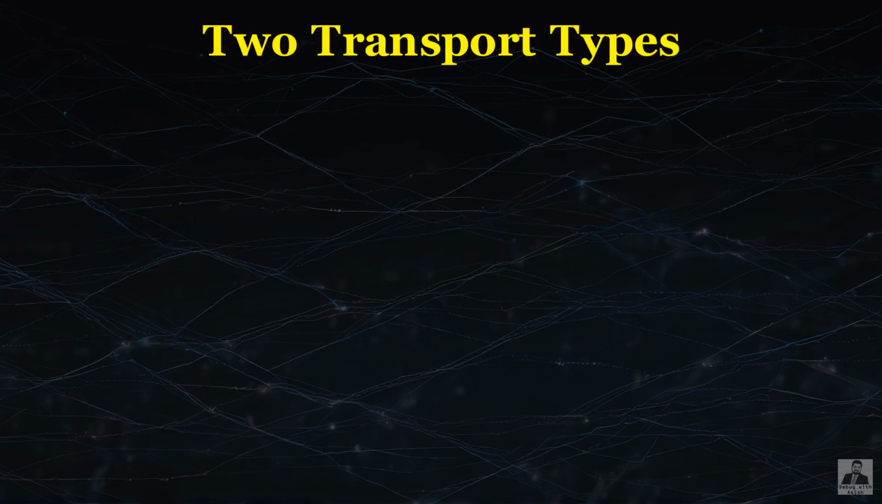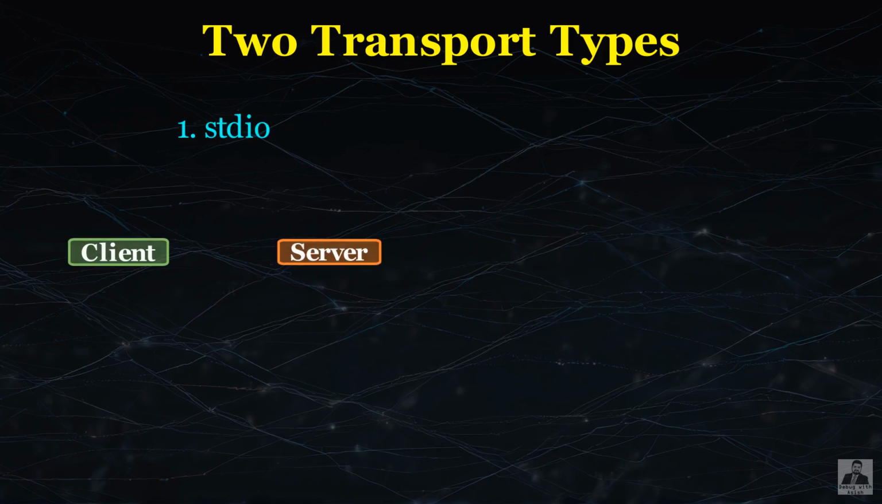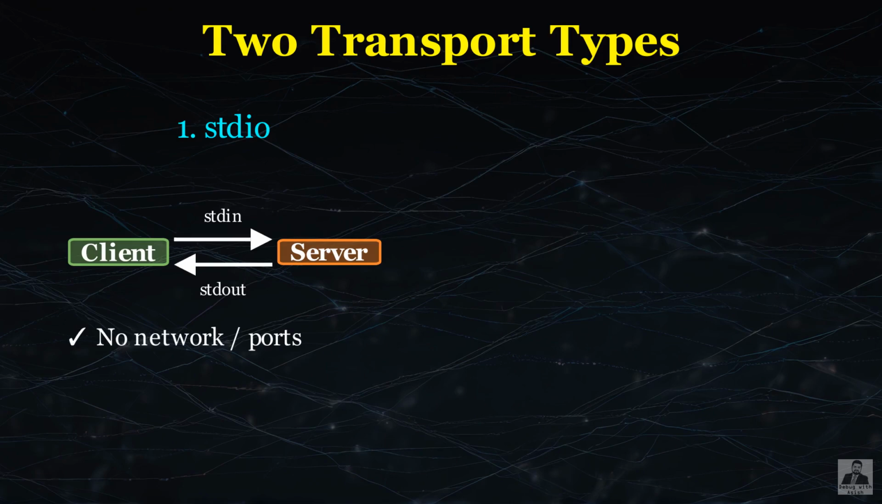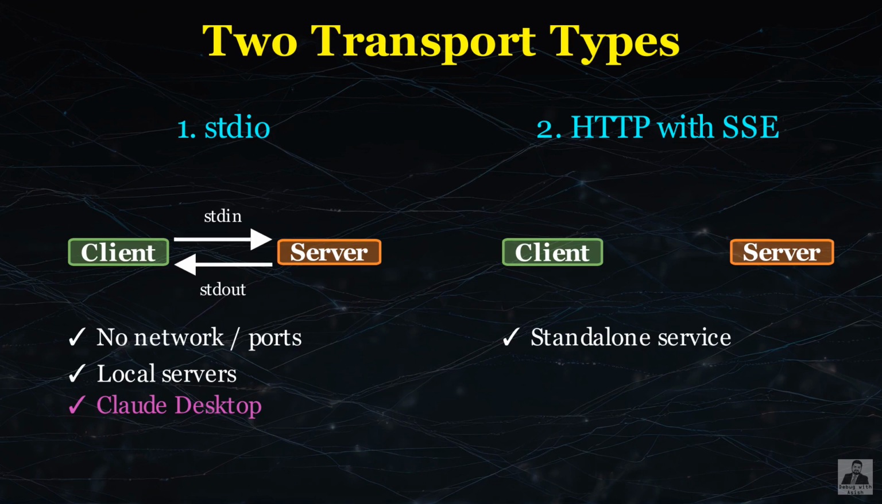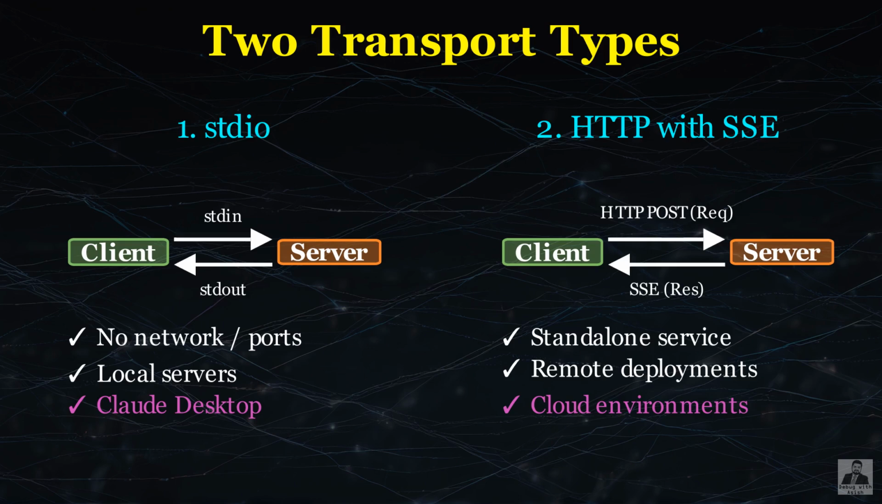MCP supports 2 transport types. The standard input-output transport is the simplest. The client launches the server as a child process and communicates over standard input and output. No network, no ports, no configuration. This is what Claude Desktop uses for local servers. The HTTP with SSE transport runs the server as a standalone HTTP service. The client sends requests as HTTP POST calls, and the server pushes responses as server-sent events. This transport is required when the server runs on a remote machine or in the cloud.